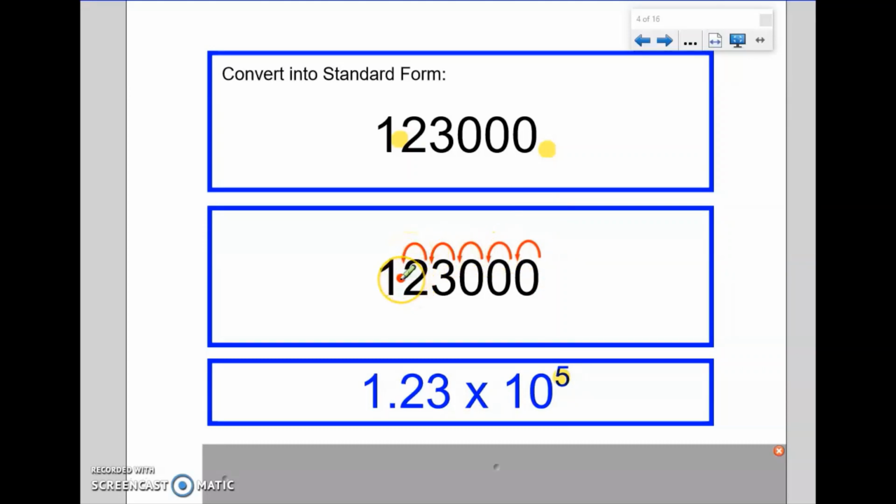The decimal point had to finish here, because if I left it here, the number would be 12.3. That's too big. And if I continued to here, the number would be 0.123, which would be too small.